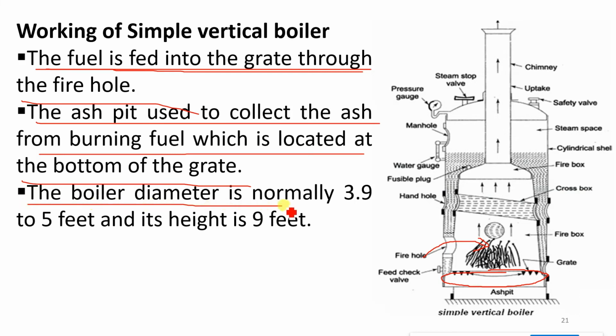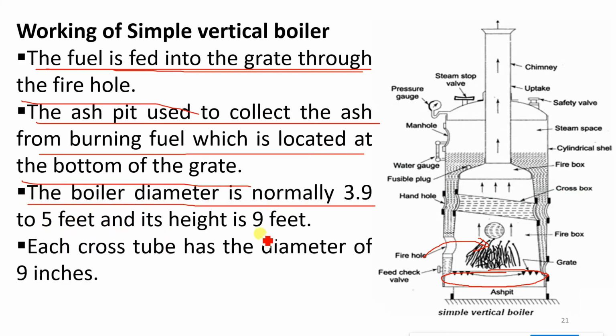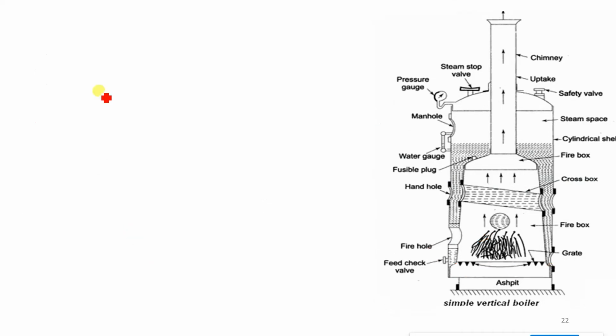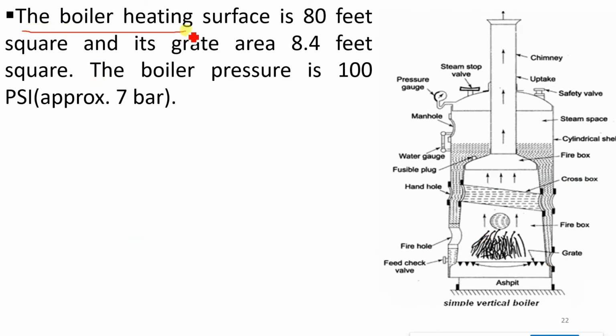The boiler diameter is normally 3.9 to 5 feet and its height is approximately 9 feet. Each cross tube has a diameter of 9 inches. The boiler heating surface is 80 square feet and its grate area is 8.4 square feet. The boiler pressure is approximately 100 psi, which is nearly 7 bar.